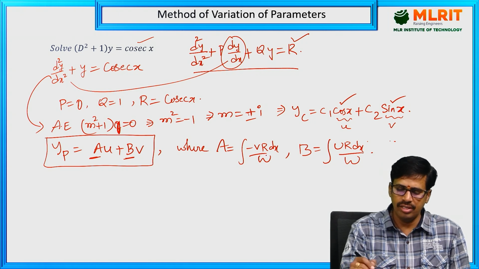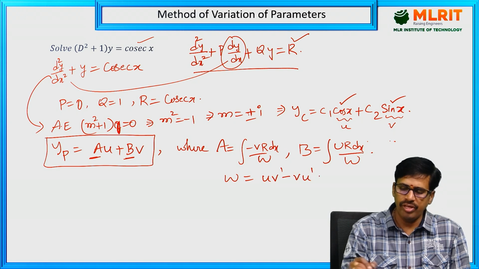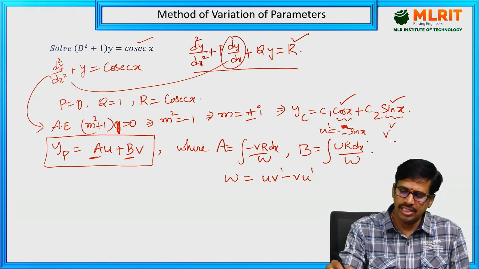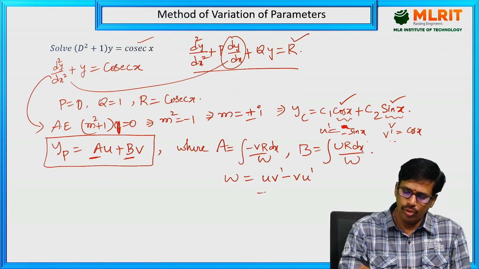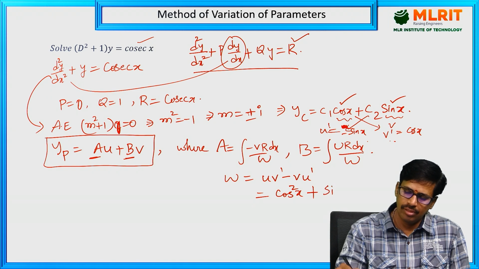First let us find the A and B values. Here what is w? w is u v dash minus v u dash. Here u dash is minus sin x, v dash is cos x. So u v dash is cos x into cos x, cos square x, minus sin x into minus sin x, sin square x, that is 1.